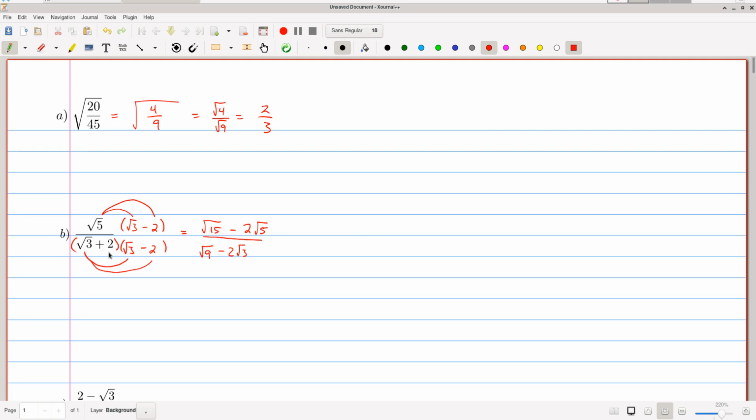Then we distribute 2 to both terms. So 2 times radical 3 is plus 2 radical 3. And then 2 times negative 2 is minus 4.